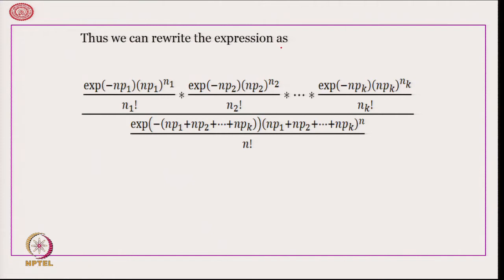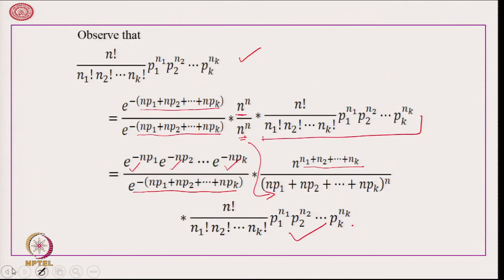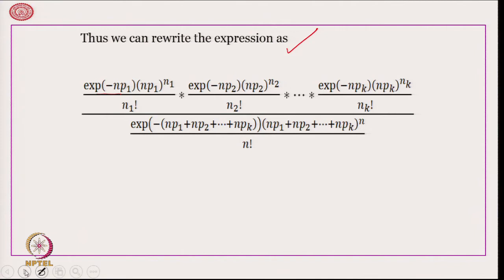So, we write the entire expression now as e to the power minus n p_1 into (n p_1) to the power n_1 upon n_1 factorial. So, let us go back to the side: e to the power minus n p_1 from here, then n to the power n_1 multiplied by p_1 to the power n_1, this we write as (n p_1) to the power n_1.